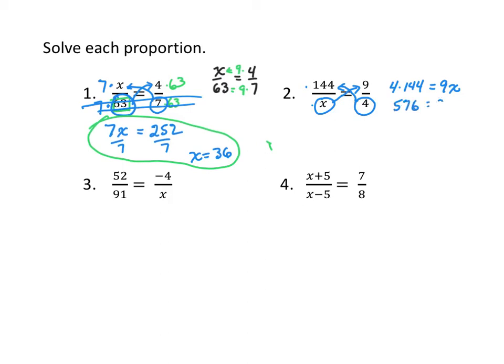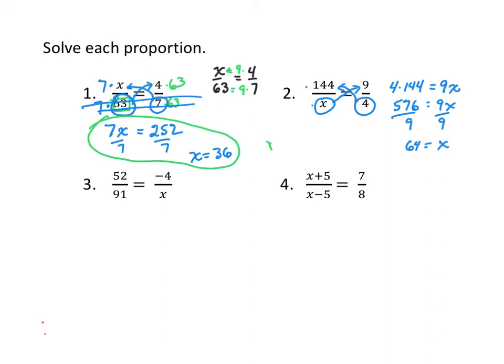So 576 equals 9x. And then you could divide by 9. 576 divided by 9, 64. Okay. Understand the concept? Okay, so now use that concept for problem number 3.